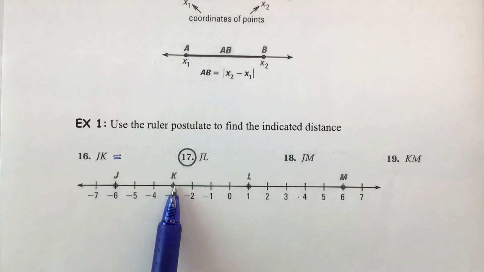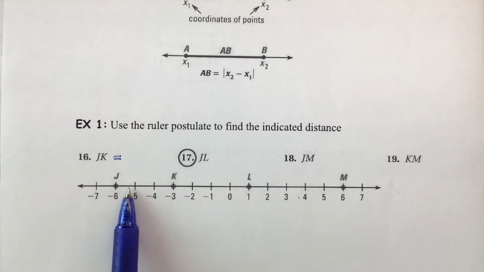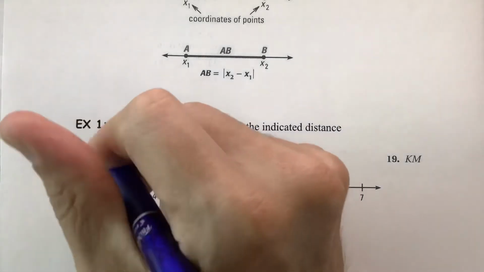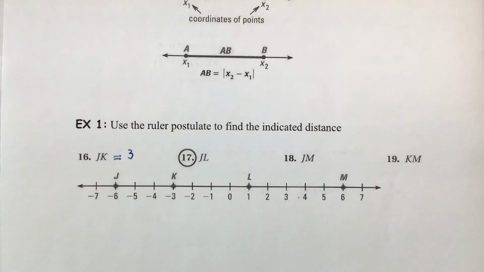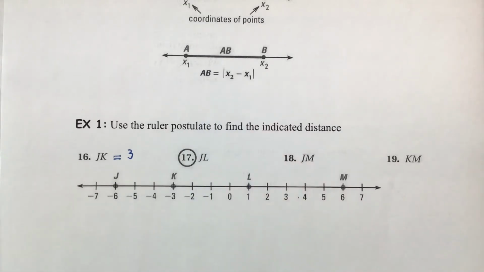Here's J and here's K, and you count the space that would be between them, right? You've got 1 unit here, 2 units, you've got 3 units. So JK is equal to 3. Now you can get very technical if you want and grab the actual numbers and subtract them. If you took negative 6 and subtracted negative 3, that's the same thing as negative 6 plus 3, which gives you negative 3, and then the absolute value of negative 3 would be 3. But it's really just the space that's between them, so we don't need to make it too complicated.